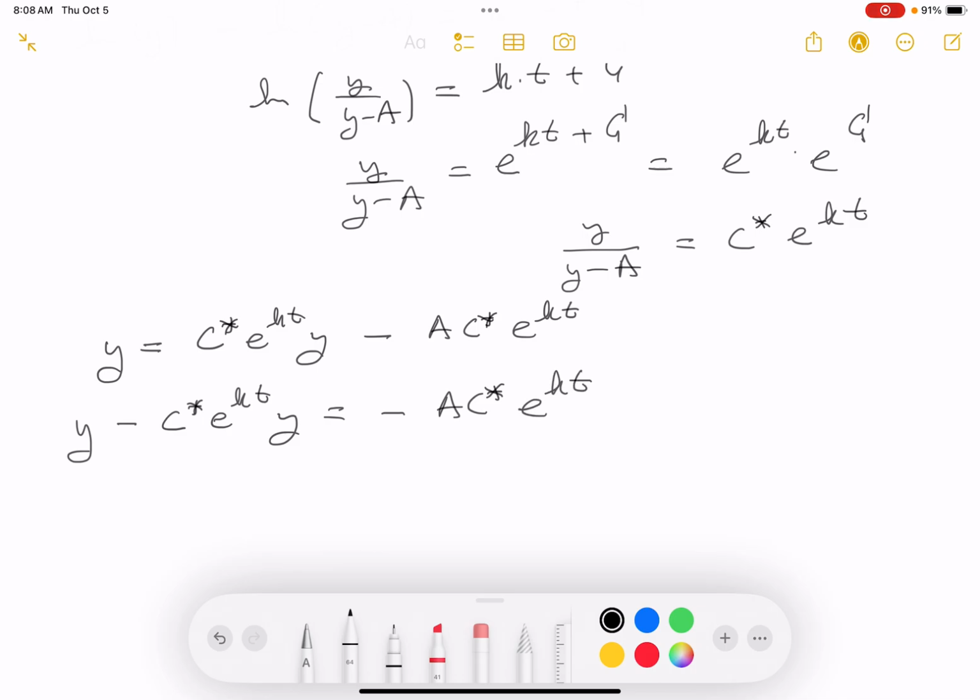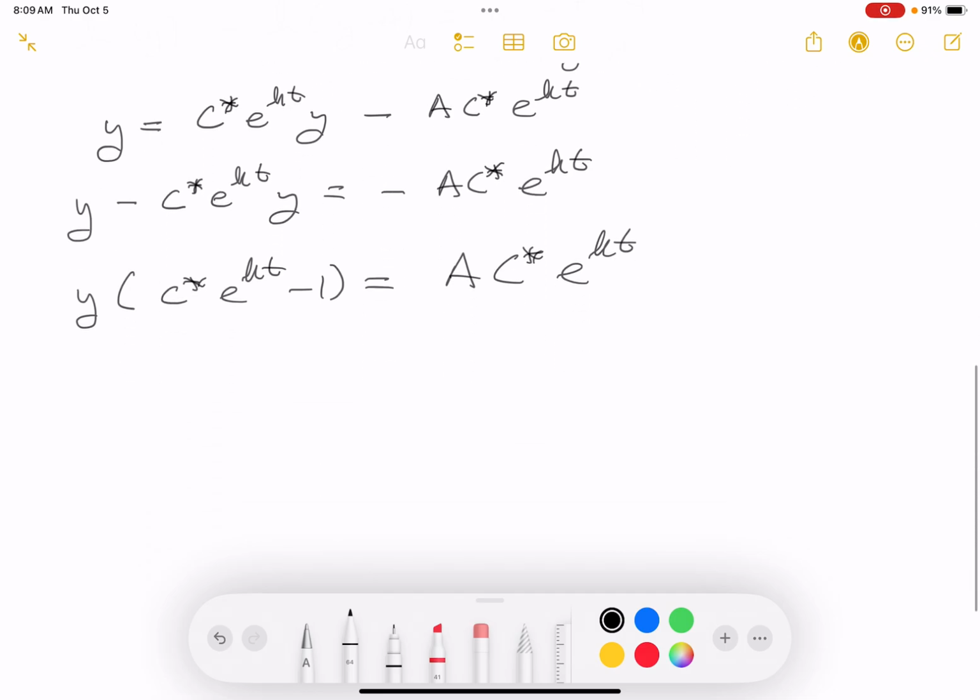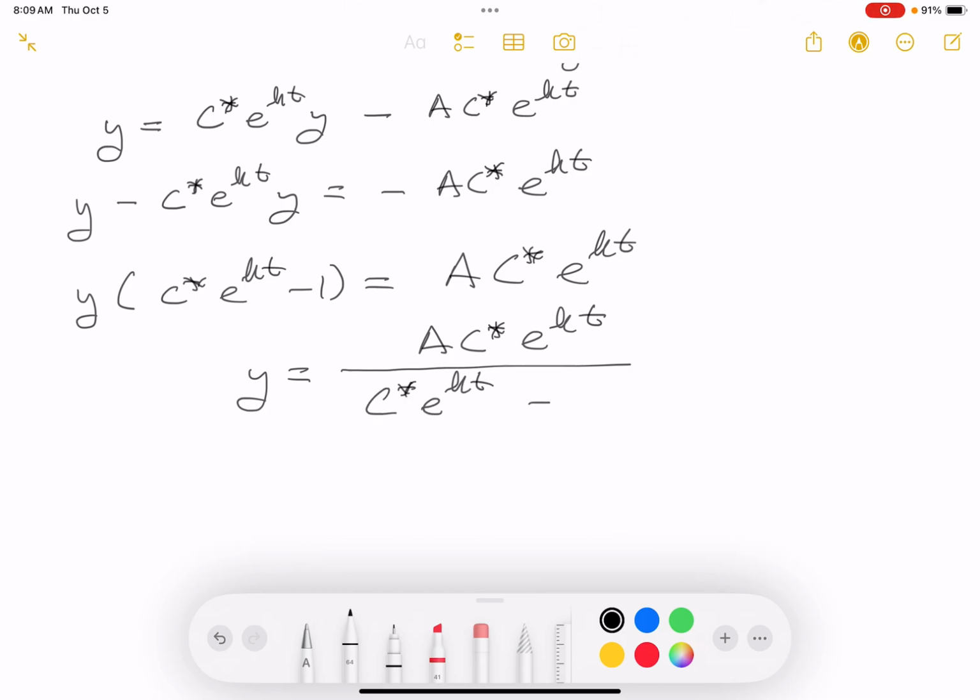All right? I think I'll multiply both sides by minus 1 now, and I'm going to factor the y out. So you get y times c star e to the kt minus 1 equals a c star e to the kt. All right, let's keep moving. What do you get now? I can solve for y. And what do you get? I'll be careful here. You get a c star e to the kt on top, and on bottom you get c star e to the kt minus 1.